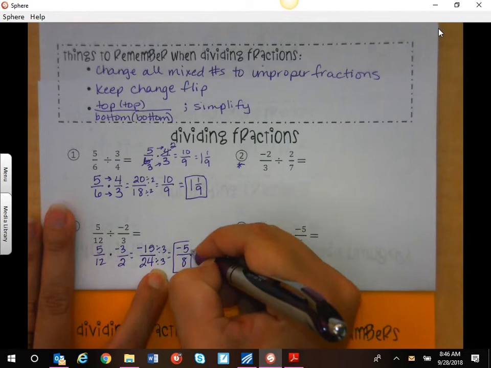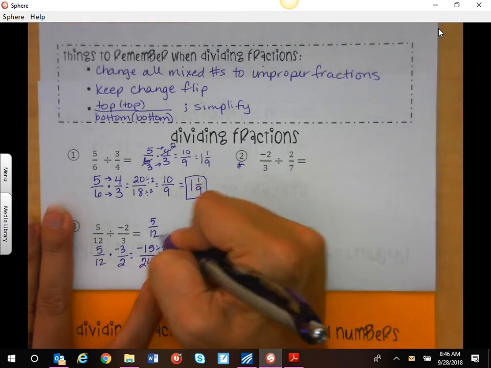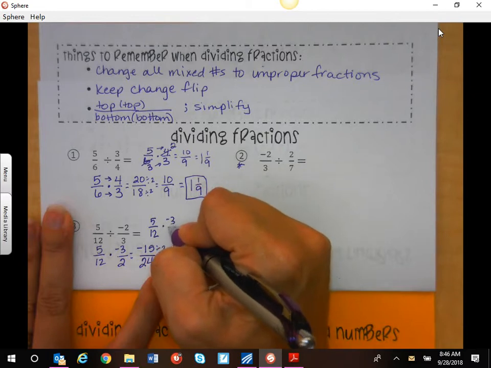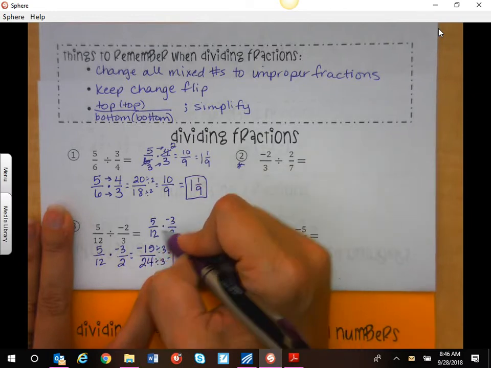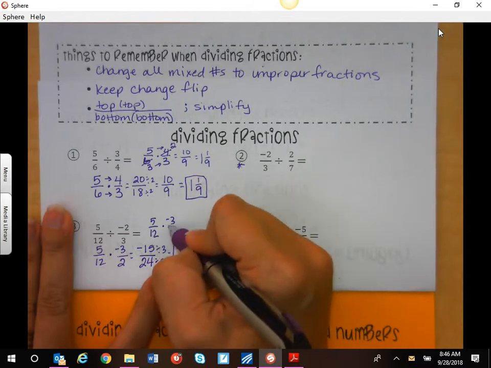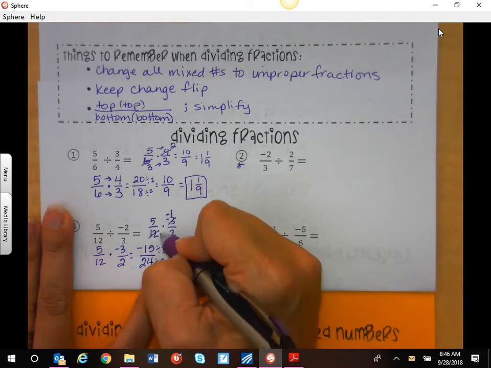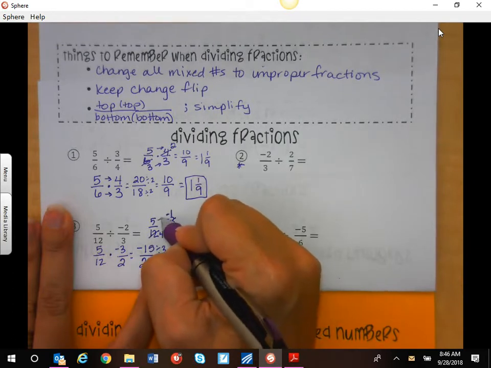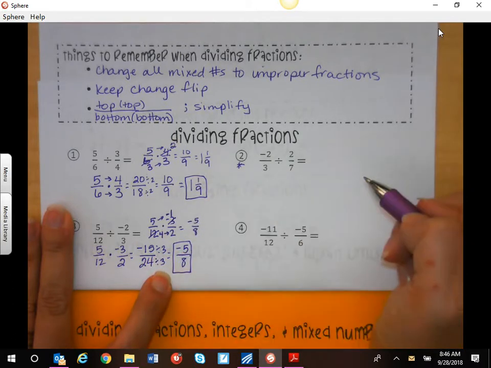If you're comfortable with the cross-reducing, I'm going to rewrite it here. 5/12 times negative 3 over 2. I cannot simplify 5 and 2, but I can simplify 3 and 12. 3 goes into 3 once, and it's a negative. 3 goes into 12 4 times, and then I automatically get negative 5/8.